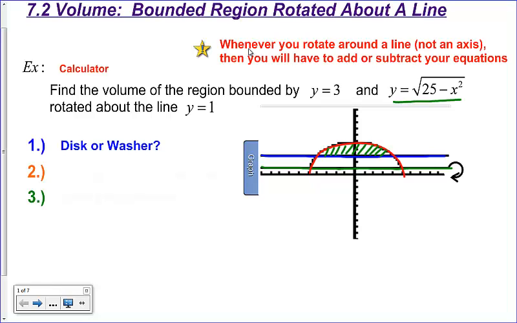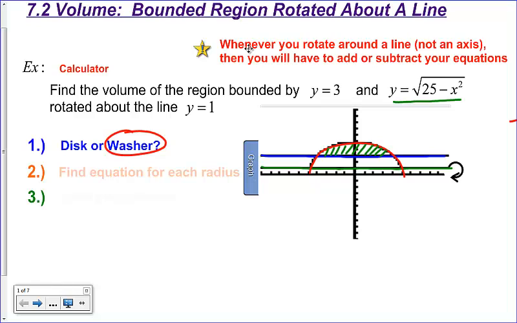So if I were to rotate that region, would we have a disk or a washer method? That's step 1. And hopefully you can see that all this region in here is a gap. It's going to be a hole. You're going to have this region that's not filled in. So it's definitely going to be a washer method.